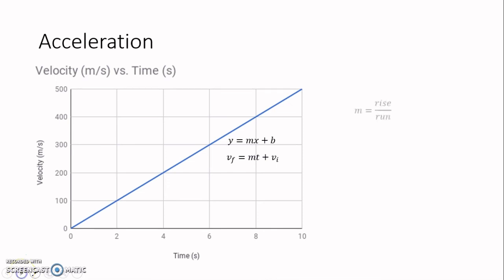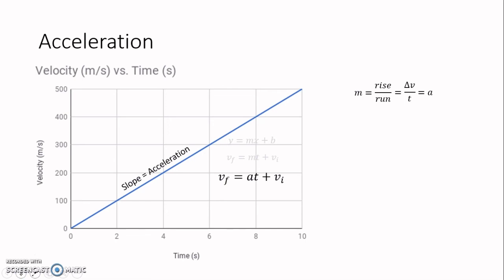Just as before, we found that the rise over run is our slope, but the rise is going to be our change in velocity, and the x, our run, will be our change in time. Change in velocity over time is our definition of acceleration, so we substitute that in for our slope. Slope is going to be acceleration, and we have ourselves another equation. The final velocity is going to equal the acceleration times time plus initial velocity.